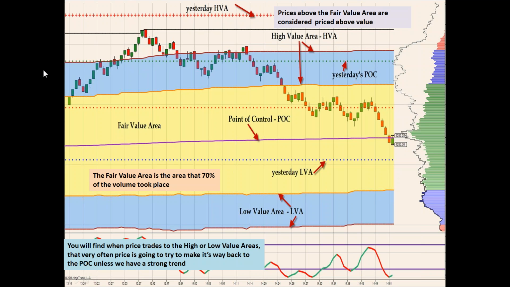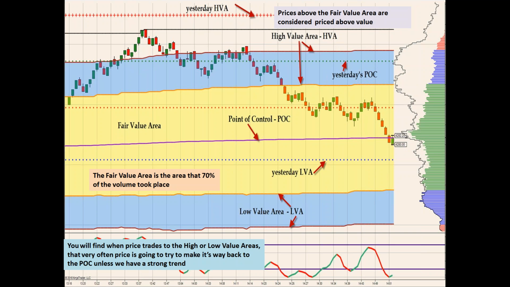And when the market's pretty sideways, what you're going to find is that price is going to keep trying to find its way back into fair value. And if it's pretty sideways, you're going to find that price will generally go from the high value area down to the low, back to the high, down to the low, back to the high. So great, right? That should be pretty easy to trade.